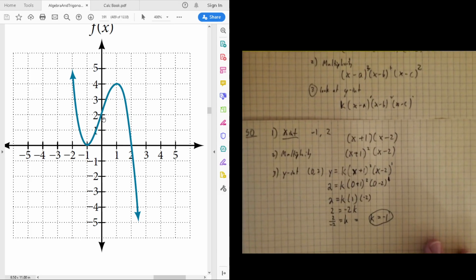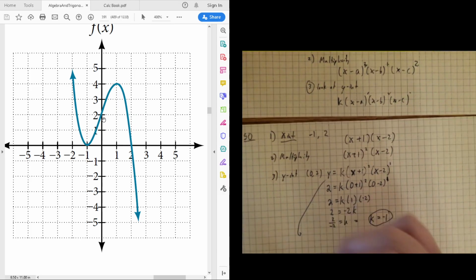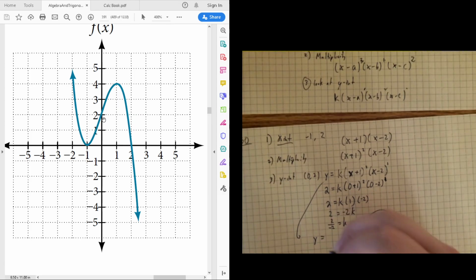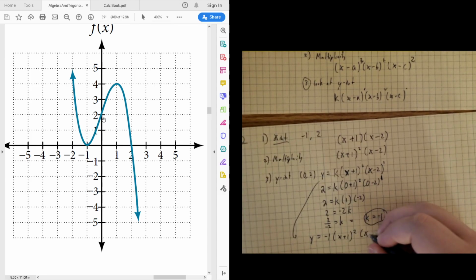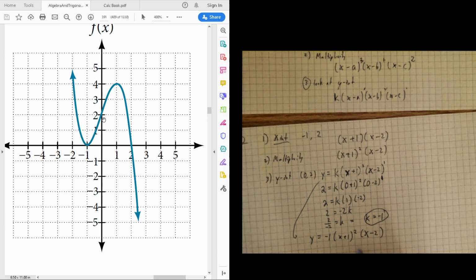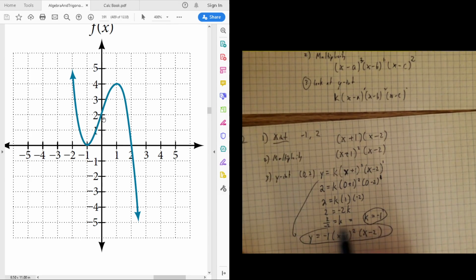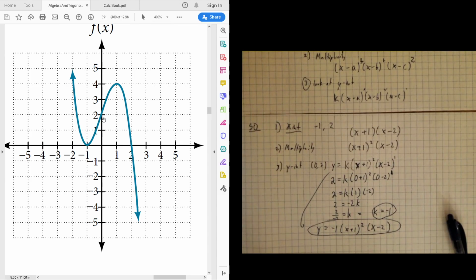I can now write my final solution, which is to take this top equation and plug in k. So let's do that. Take the top equation. y equals -1 times x plus 1 squared times x minus 2. I'm going to leave the 1 off because this is important. And in theory, this should look like the exact same graph. Let's test that theory, shall we?